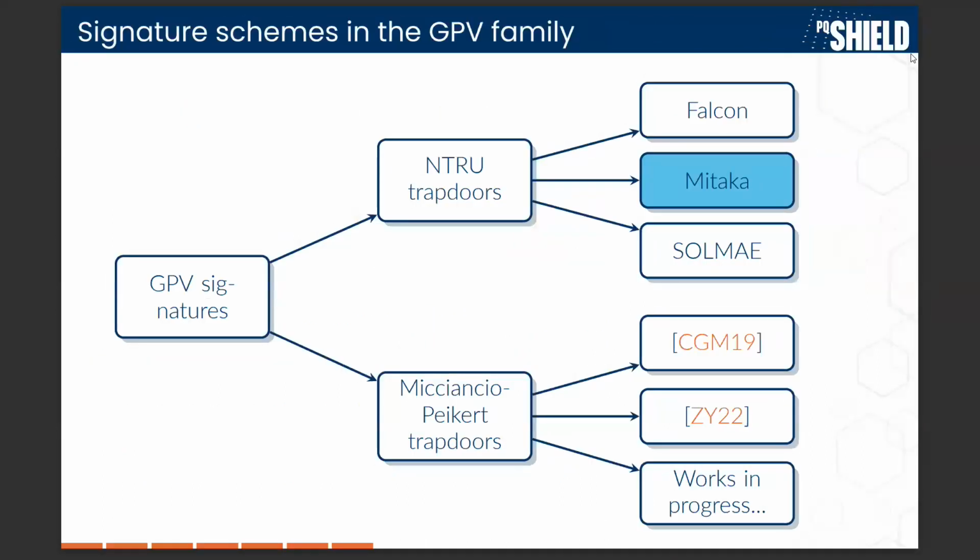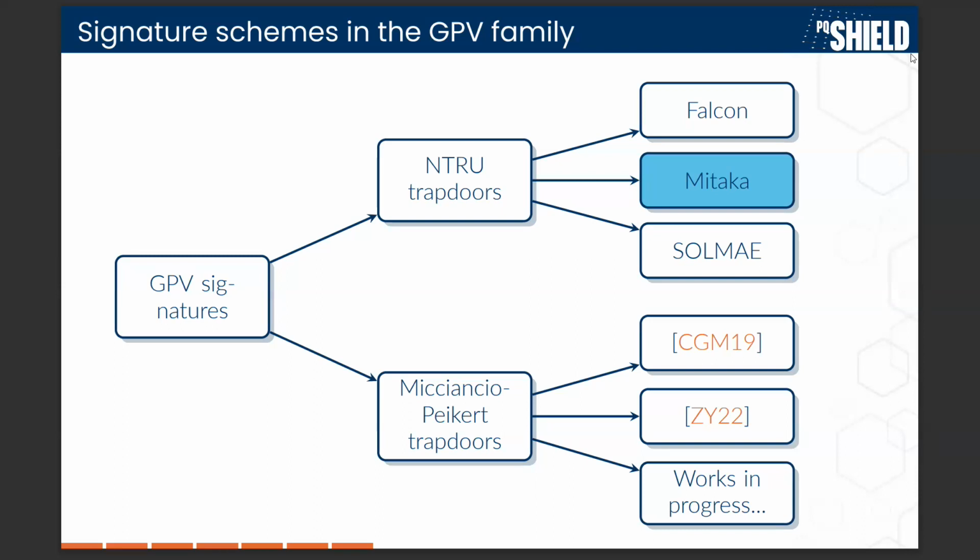Okay, so there are now many different concrete proposals in the GPV family, depending on what kind of lattices you use, how you generate the short basis, what kind of precise sampling algorithm you use in signing. And so there've been several works. Falcon, for example, which was selected by NIST, is one. Mitaka as a follow-up, and there have been many others.